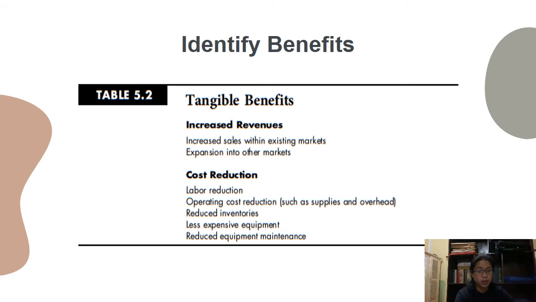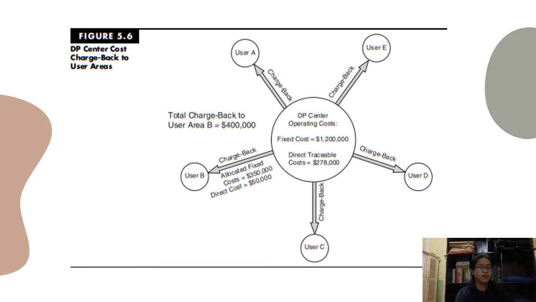So we have here examples of increased revenues in this table. Under increased revenues: increased sales within existing markets, and expansion into other markets. As for cost reduction: labor reduction, operating cost reduction, reduced inventories, less expensive equipment, and lastly, reduced equipment maintenance. This figure illustrates the technique that has been described.